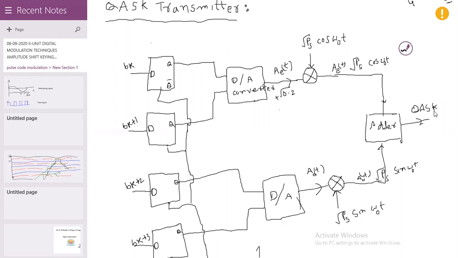64 QASK, and how many bits are there? N is equal to 6 ma'am. 6.